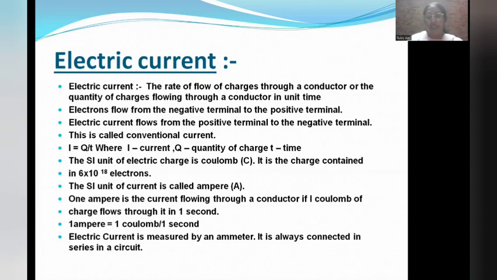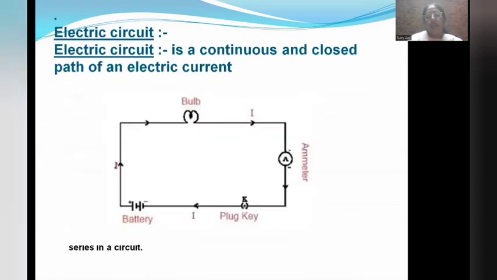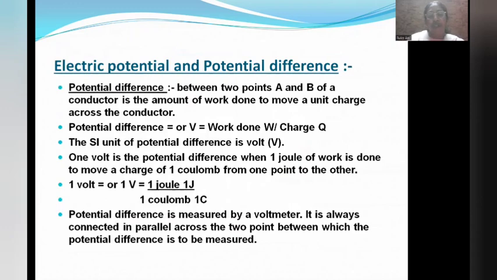So I told you current is the rate of flow of charges, and the formula of current is I is equal to Q upon T. Now, in order to have a flow of current, one thing is important, that is potential difference. Now we will see what is potential difference. Potential difference is the amount of work done to carry a unit charge across the conductor. That means in order to carry a charge across the conductor, we have to do some work. And that work is the potential difference.